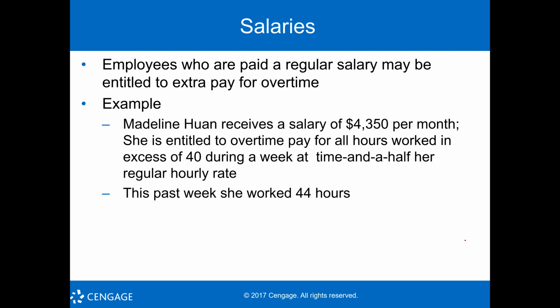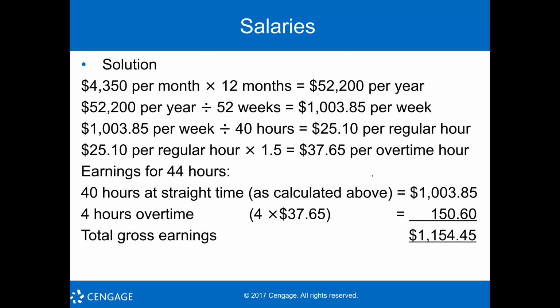Remember, time and a half means 1.5 times her regular rate, right? And then she worked 44 hours. So she's going to have 40 hours at regular pay, 4 hours at time and a half. So to figure this out, what we have to do is we have to break it down again per hour.